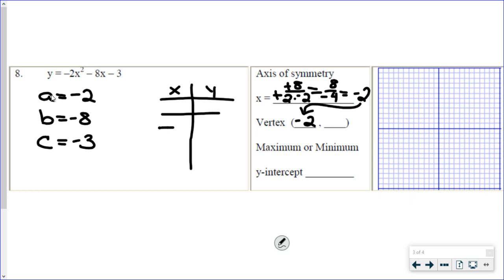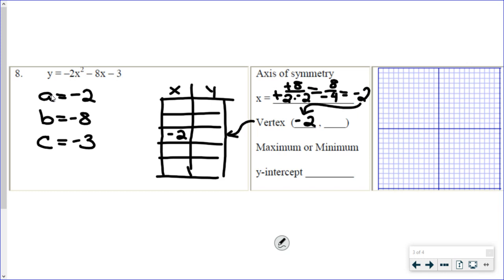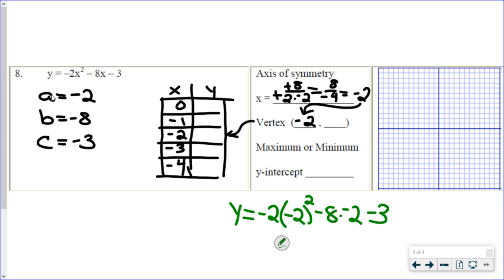Now we make our table. It always has 5 because the middle one is the vertex. And then I go up 1, down 1, down 1. Now this has a lot of negatives, be careful. To find my vertex, I plug in a -2 in my equation. So -2 times -2 squared minus 8 times -2 minus 3. What do I get when I put all of that in?